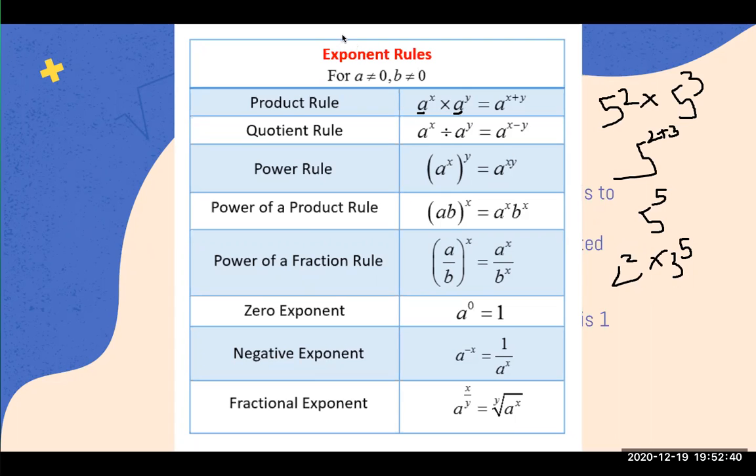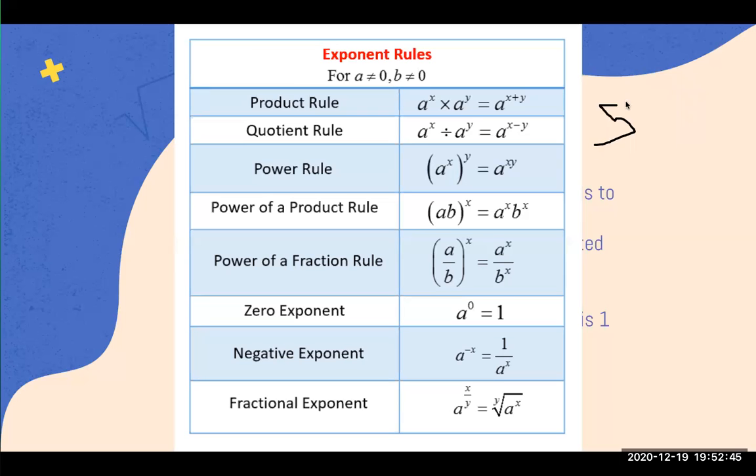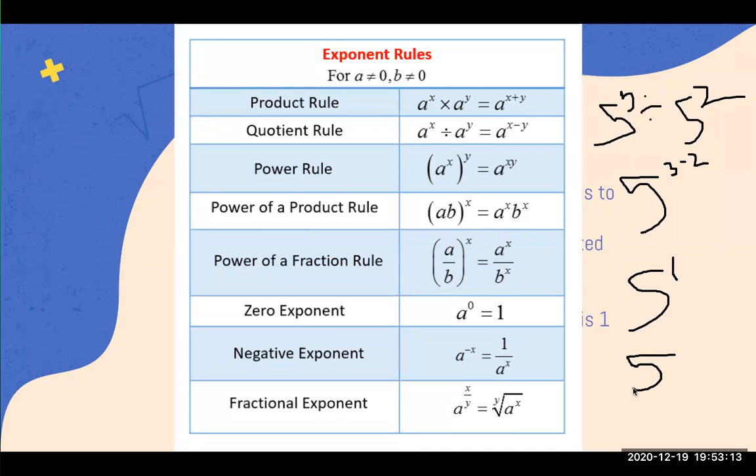The quotient rule is basically the same thing, but this time you're subtracting the exponents. So basically what you have is 5 to the power of 3 divided by 5 to the power of 2. For this, you just make this one base and you subtract the exponents. So that's 3 minus 2, the first number minus the second number. And this is just 1. So there's 5 to the power of 1, which is just 5. Anything to the power of 1 is that number itself. So that's one of those.